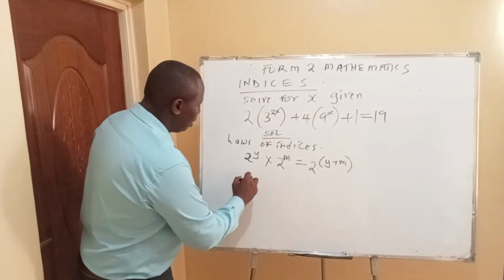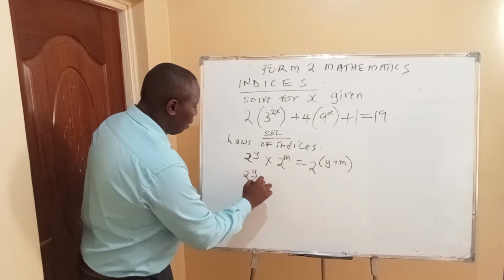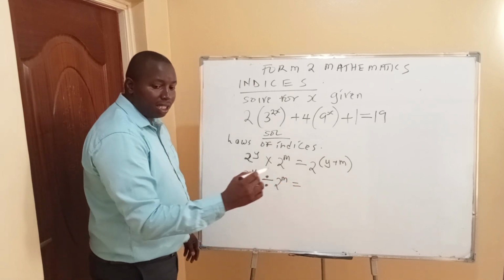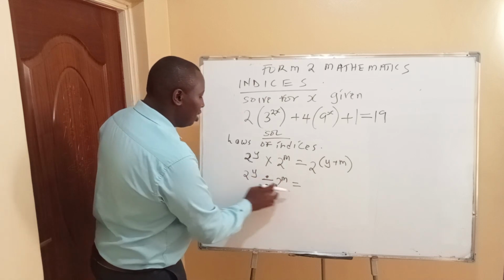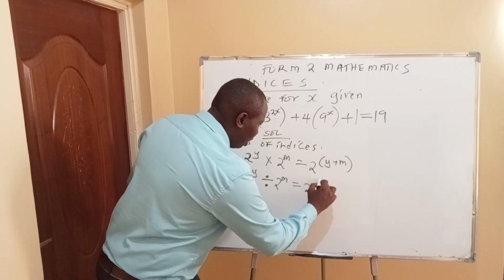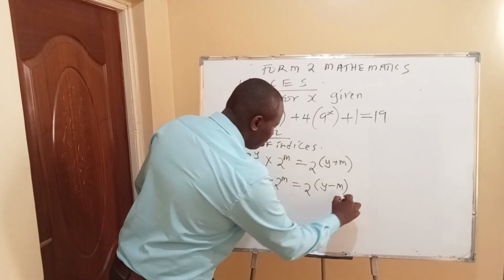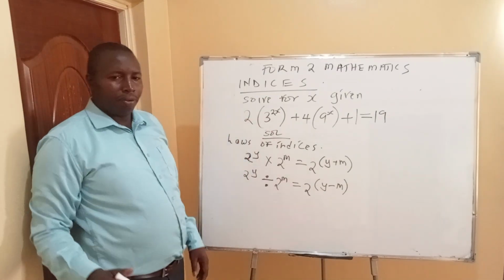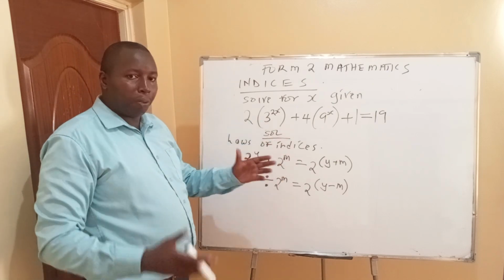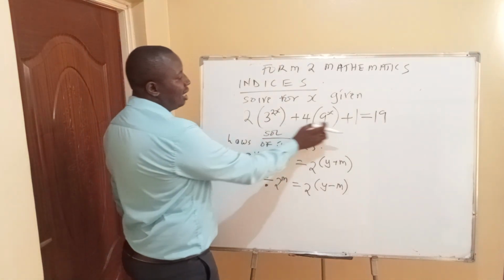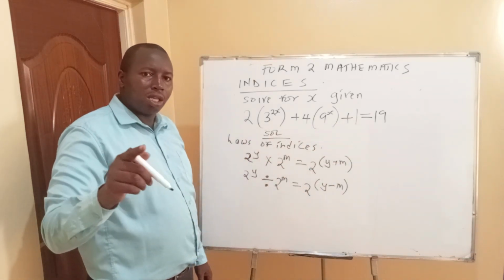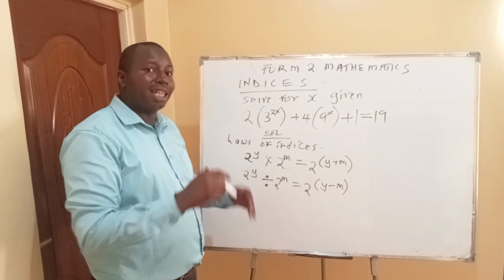Check the second row: 2 raised to power y divided by 2 raised to power m. If you are dividing numbers with the same base, put them under the same base and then subtract their powers. Check these two rows of indices. Do you have a division or a multiplication? For this minus sign and this one, we do not have either multiplication or division. So in this case, we cannot apply these two rules at the beginning.